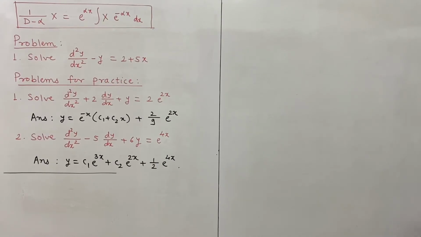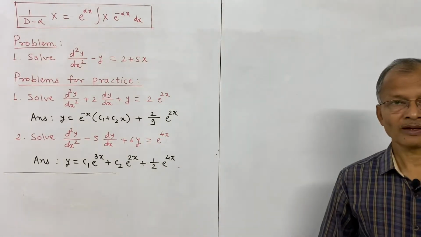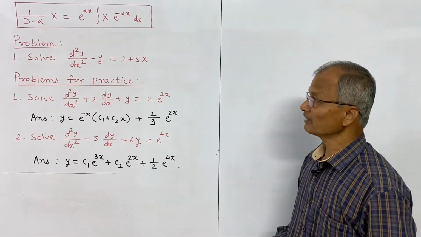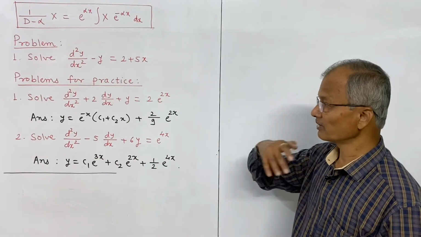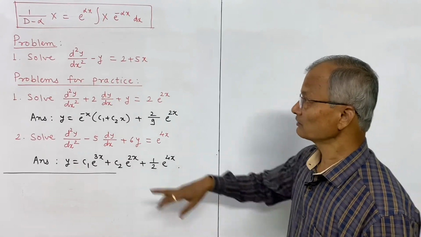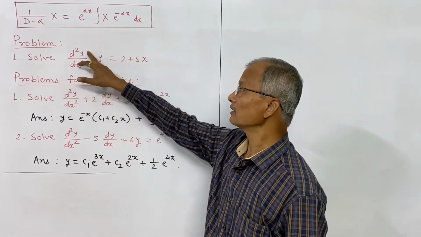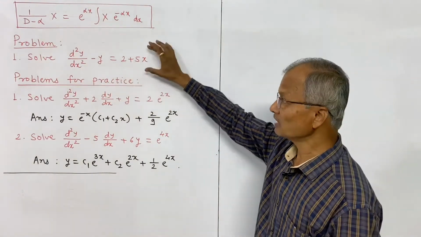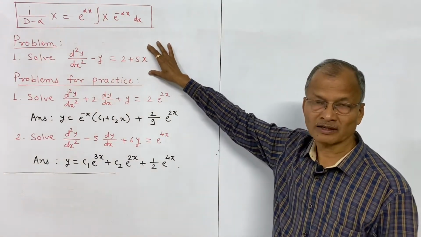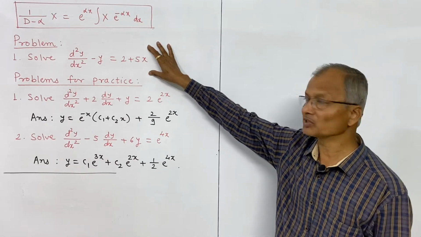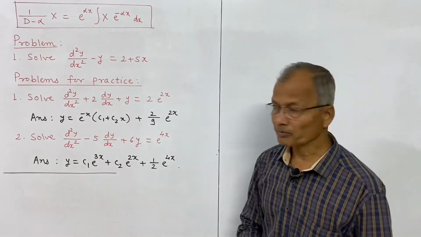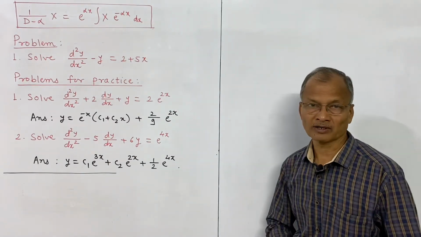Now we shall solve some problems to use this general formula to find the particular integral. I have written here a problem and some problems for practice. First we shall see how to solve d2y by dx square minus y is equal to 2 plus 5x. We have to solve this linear differential equation, means find its general solution, which includes the complementary function and particular integral.